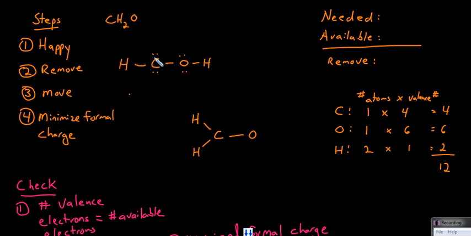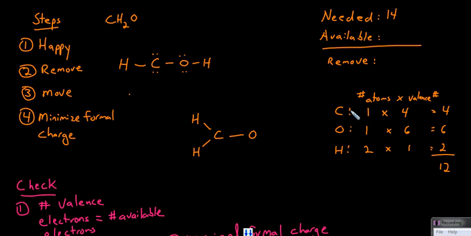How many electrons are needed for this happy structure? How many electrons are in this structure where all of our atoms have filled valence shells? Now we have 2, 4, 6, 8, 10, 12, 14 electrons needed for our happy structure. We need to remove electrons after we make our happy structure, and in order to know how many to remove, we need to find the difference between how many are needed for our happy structure and how many will be available to us.